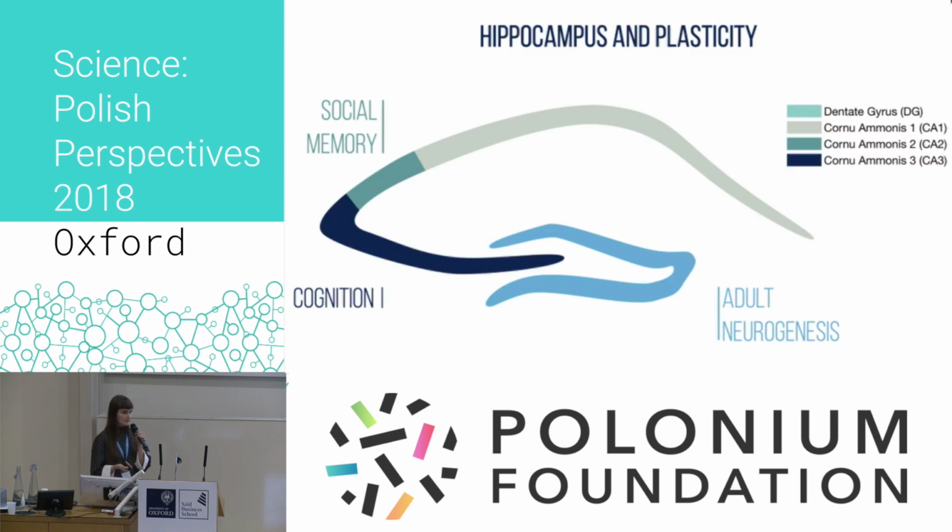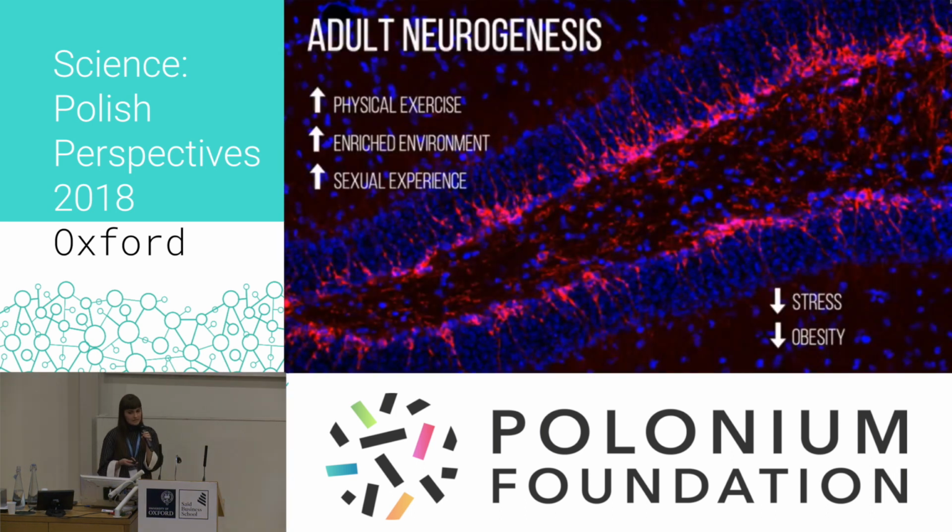So what exactly is plasticity? It's the brain's ability to adapt to changes. In our study, we focus mostly on one of its aspects, which is adult neurogenesis. For decades, people thought that our brains, when we grow older, are not able to grow new neurons. However, in the 60s, people challenged this finding, and right now we know for a fact that our brains can grow new neurons, even if we are old.